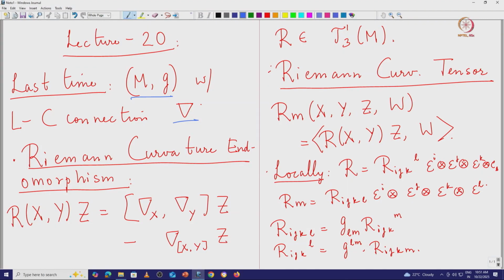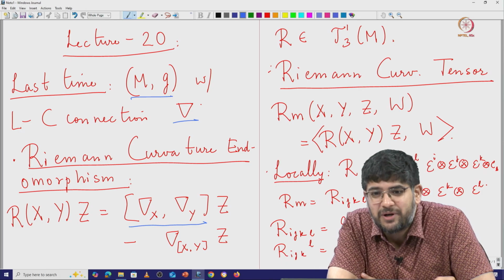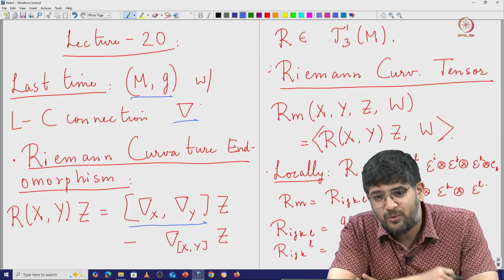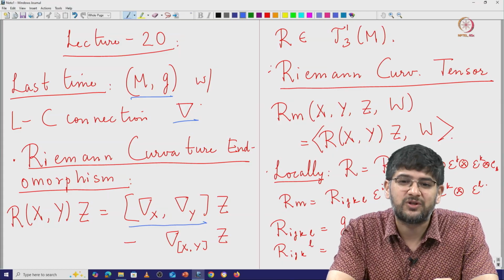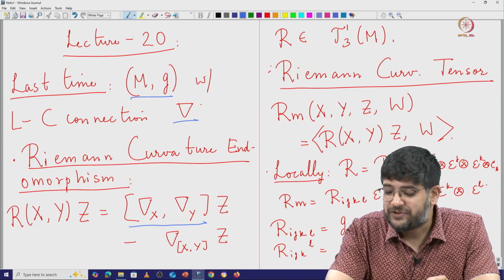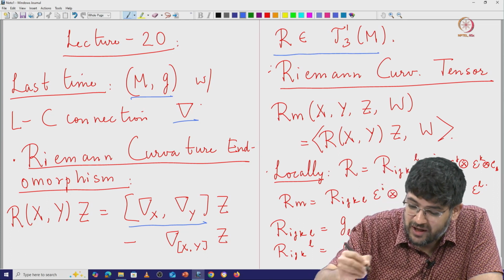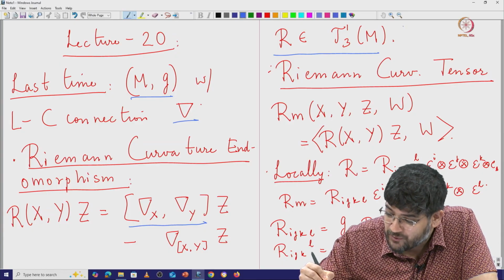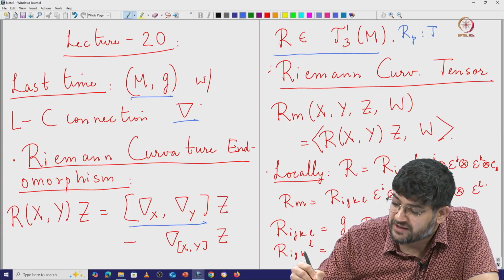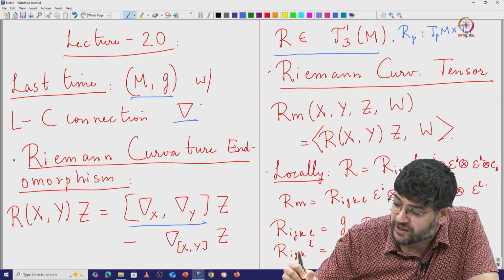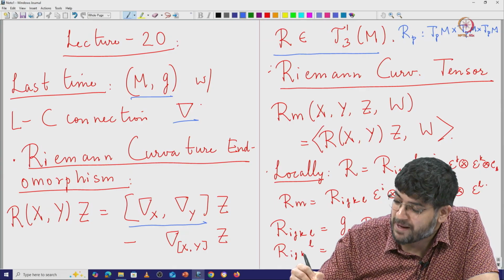Then the Riemann curvature endomorphism was defined in the following way. We had R(X, Y) acting on Z is essentially the commutator of the covariant derivatives acting on Z, but then you also needed this correction term coming from the Lie bracket. The reason why one needs this correction term, let me remind you, is so that we get C infinity linearity. The advantage of that is that one can then think of R as a (1,3) tensor. In particular, what this implies is that one can localize and talk about the curvature endomorphism at one point as basically a multilinear map on the tangent space.